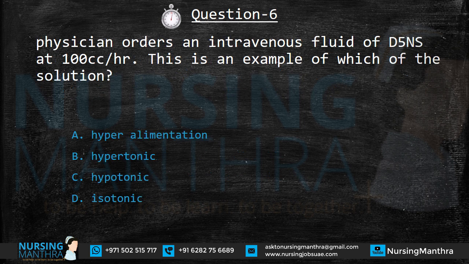Physician orders an intravenous fluid of D5NS at 100 cc/hr. This is an example of which type of solution? A. Hyperalimentation. B. Hypertonic. C. Hypotonic. D. Isotonic.